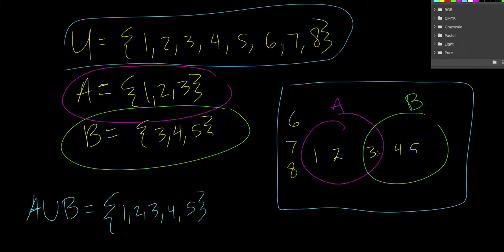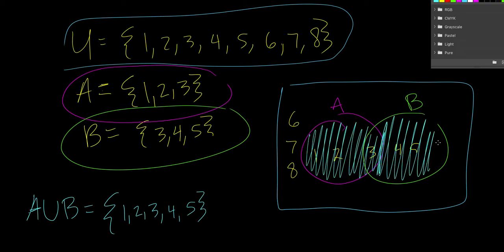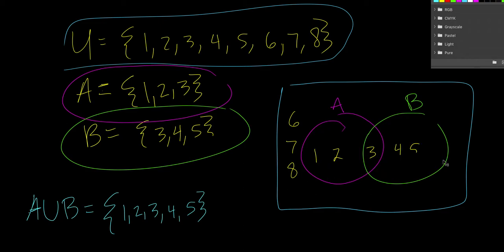So it's just 1, 2, 3, 4, 5. Okay, that's how union works. It's just everything in both A and B. Okay.